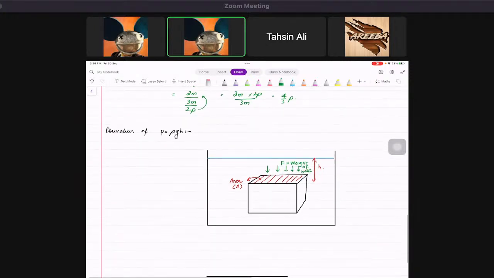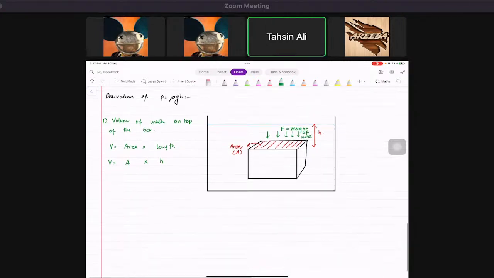So first of all we're going to look at the volume of water on top of the box. So that would be, like I said, volume is given by area times the length. That's the general formula. So the volume would be the area of the box times the height of the water above it. Is it clear?